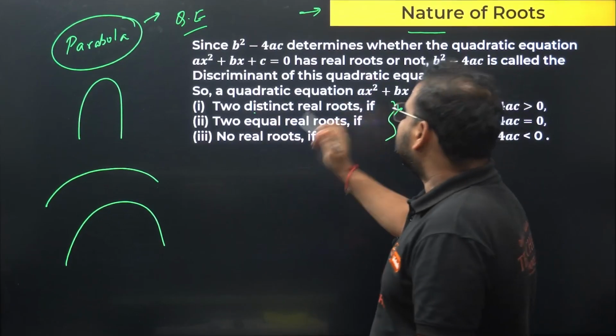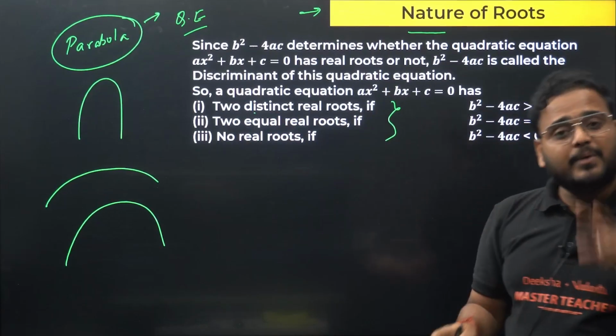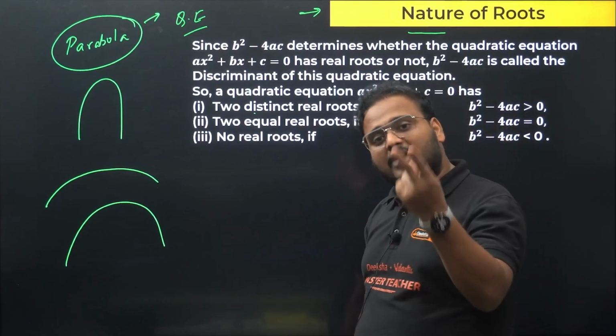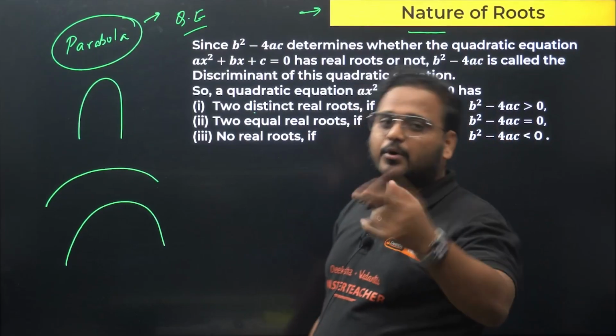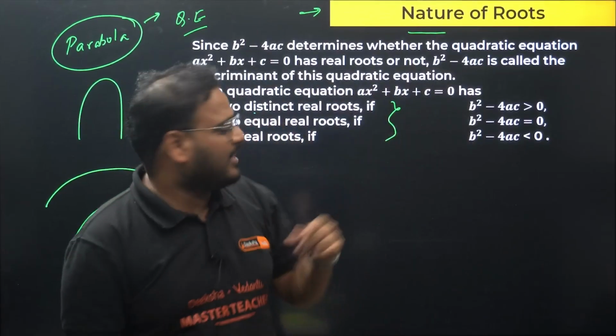Okay, next is what? Two equal and real roots. Means they'll be real and also equal. Means they will not have actually two roots, you'll have only one root, because they're both equal, right? You don't have any two values, you'll have only one value for it. I'll show you.